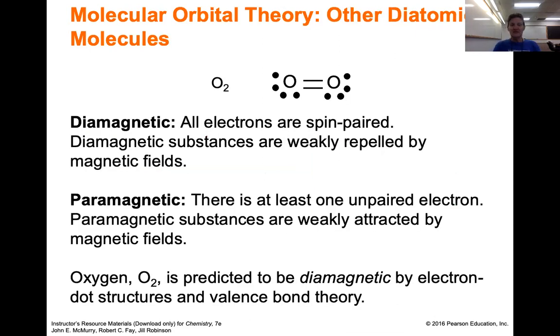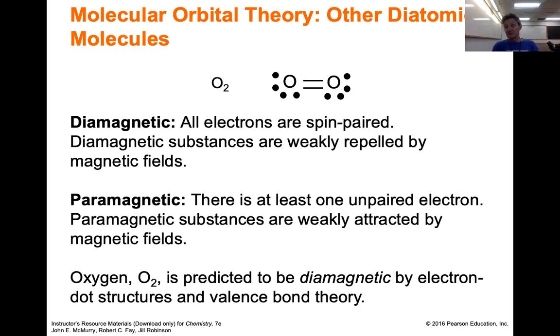Another thing you can get from molecular orbital theory is whether or not the molecule should be magnetic. If it's called diamagnetic, all electrons are spin paired. Diamagnetic substances are weakly repelled by magnetic fields, whereas something paramagnetic is what you think of as a magnet. And that happens when there's at least one unpaired electron. So paramagnetic substances are weakly attracted by magnetic fields.